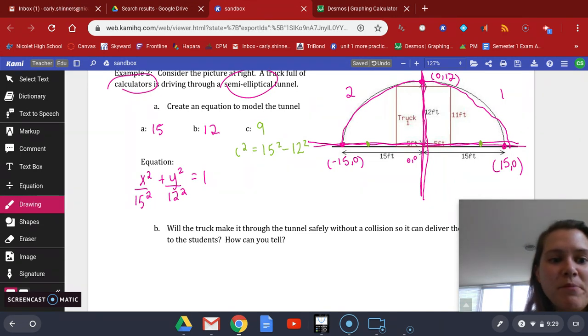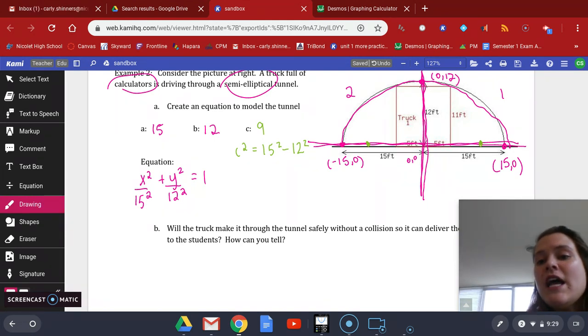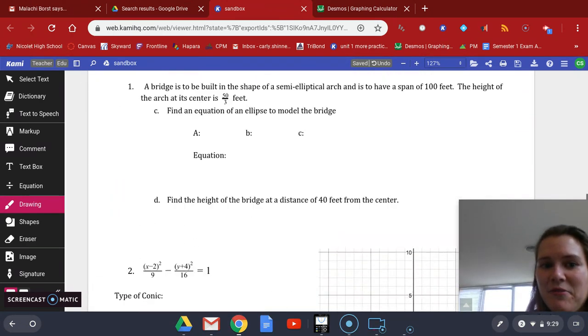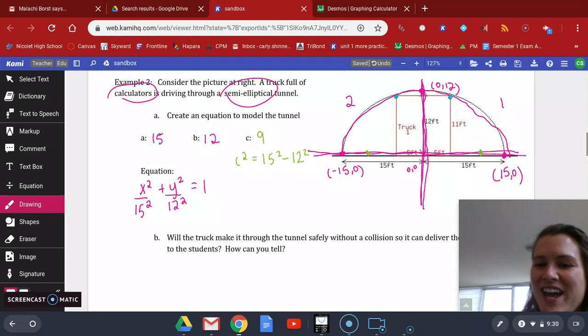So now let's get to the good part. We want to know, is this truck full of calculators, very important, going to make it through the tunnel? So we are interested in those 2 points that I outlined in blue there. You can see that the truck is 5 feet out this way, and the truck is 11 feet tall.